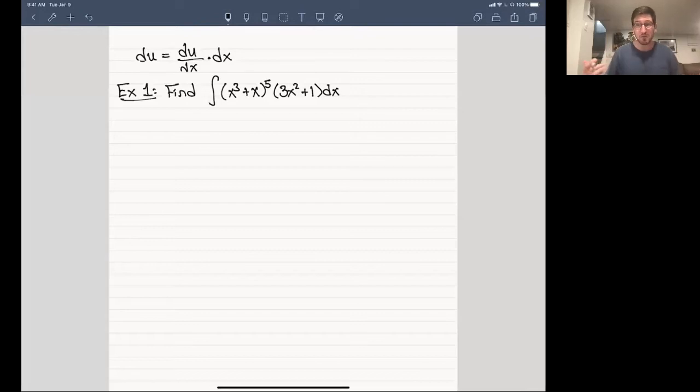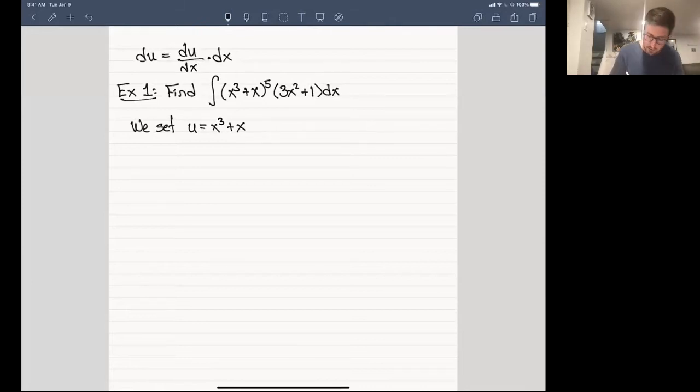I suppose if I really wanted to, I could expand this with the binomial theorem, and I could get this massive 17 degree polynomial. But I'm going to tell you, you don't have to do that. You should see this as a chain rule. And so how are we going to do it? Well, we're going to set u equal to x cubed plus x.